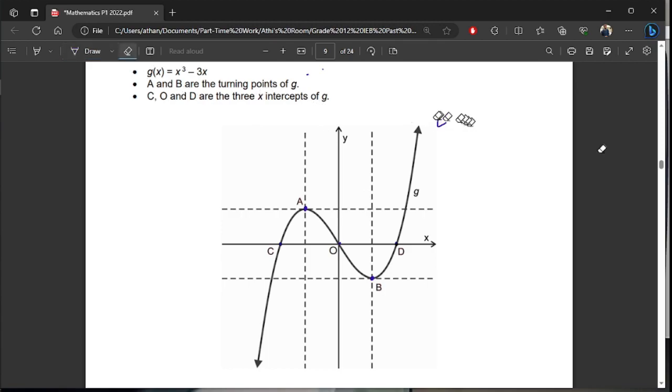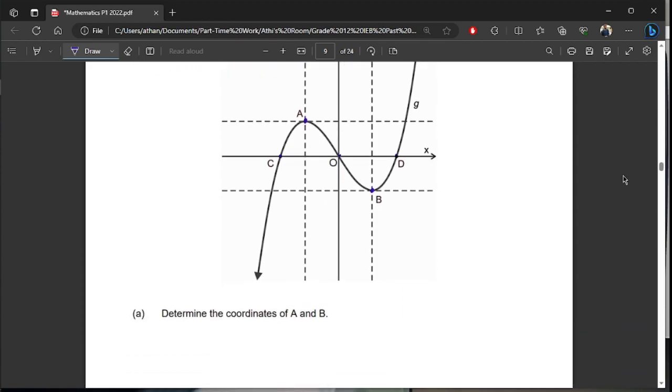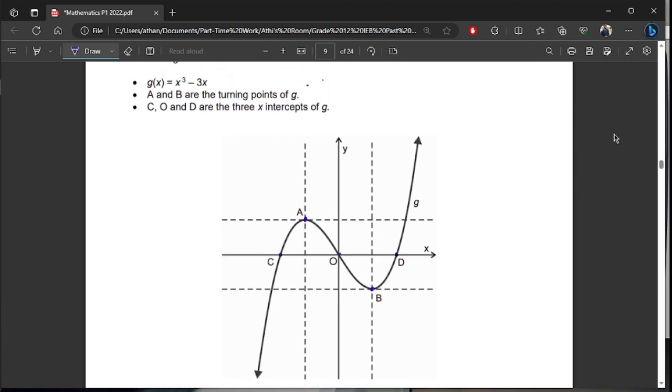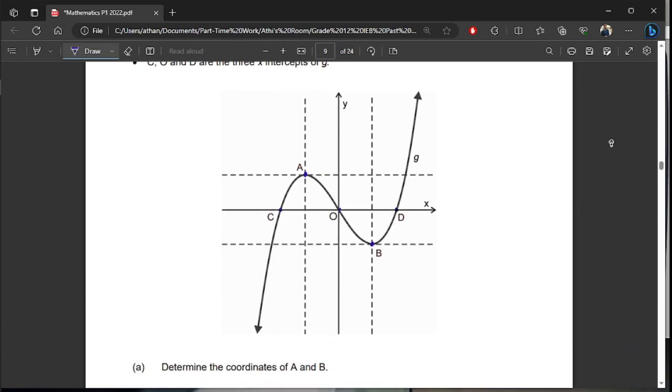Okay. Now, what does the question want? Let's go straight to the questions. The first one: determine the coordinates of A and B. Please remember, guys, what you look for when it comes to a cubic function, because this is a cubic function. So know those first derivatives, second derivatives, the turning points, points of inflection, know all those things, okay? So now going back to the question, it says determine the coordinates of A and B.